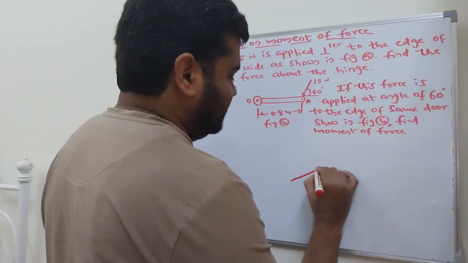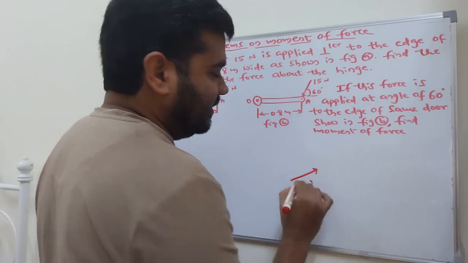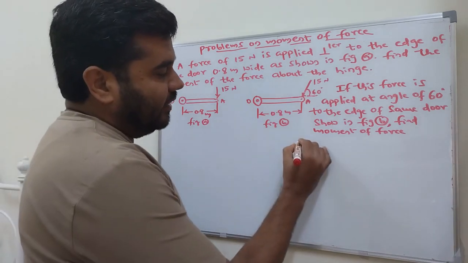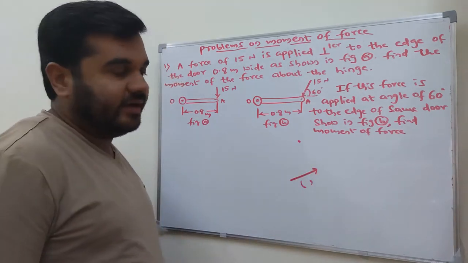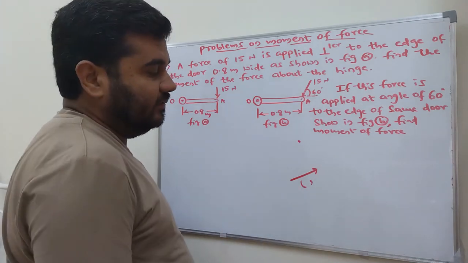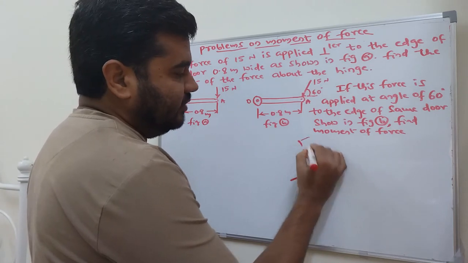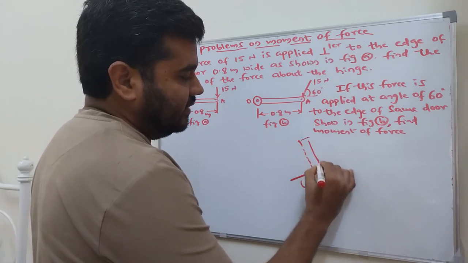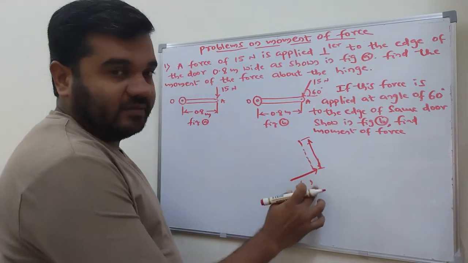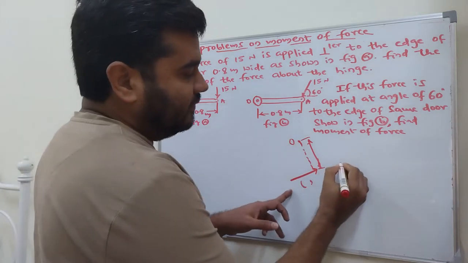If the force is having some magnitude and direction, and you want to find out the moment at any point due to this force, then you just need to draw the perpendicular distance. How much is there? You need to find out the perpendicular distance. Then the moment of this force about this point O is whatever the magnitude of force is there.